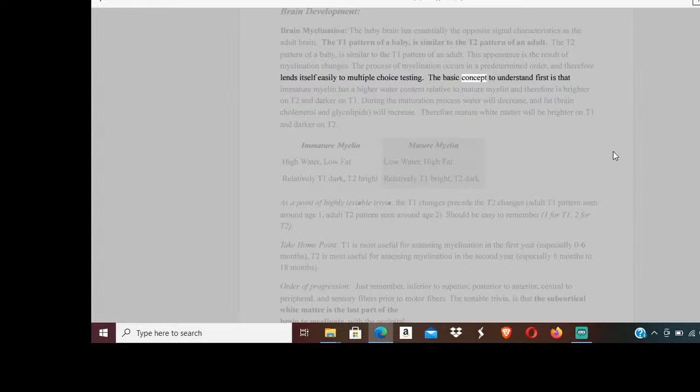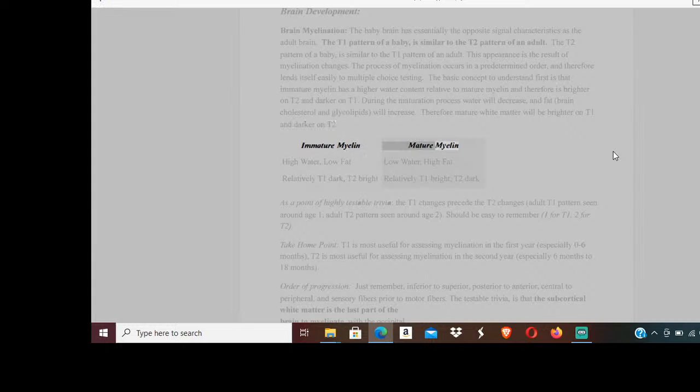The basic concept to understand first is that immature myelin has a higher water content relative to mature myelin and therefore is brighter on T2 and darker on T1. During the maturation process, water will decrease, and fat, brain cholesterol, and glycolipids will increase. Therefore, mature white matter will be brighter on T1 and darker on T2.